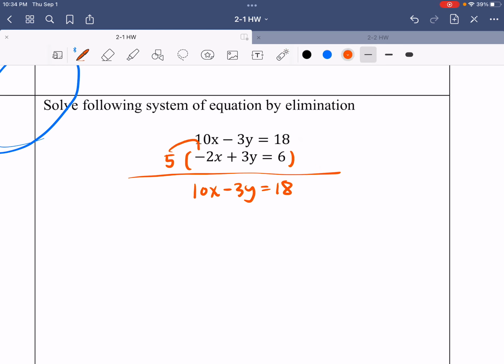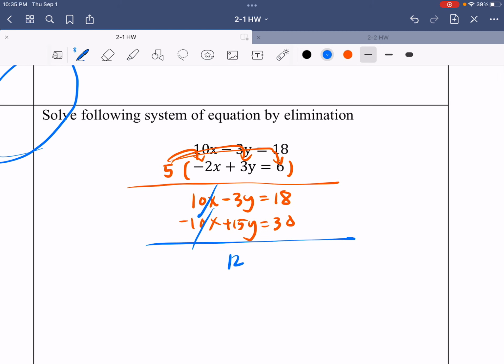And second, 5 times negative 2, you get negative 10x. 5 times 3y plus 15y. 5 times 6, you get 30. Do you see this? Even if you didn't do anything else, you can cancel these two out. And then you get this beautifully, right? So, as you can see, this works.